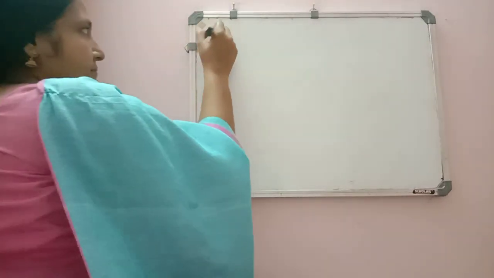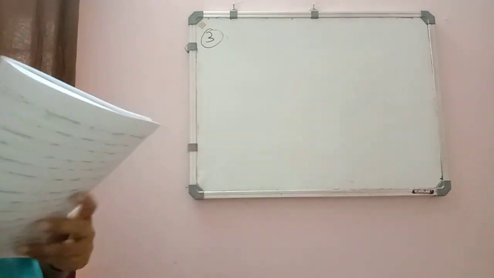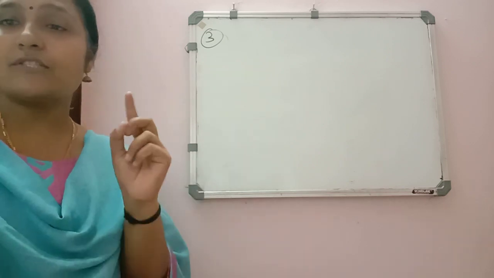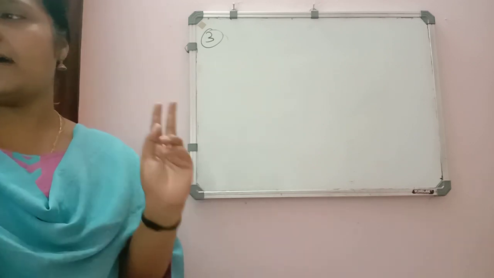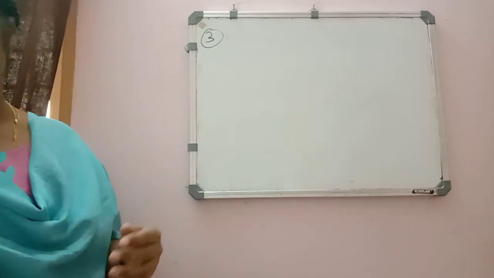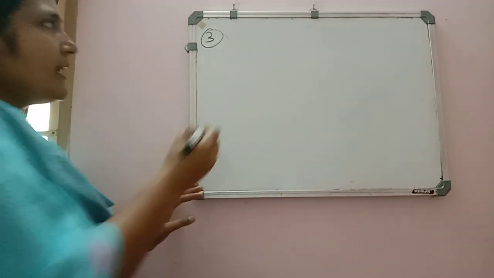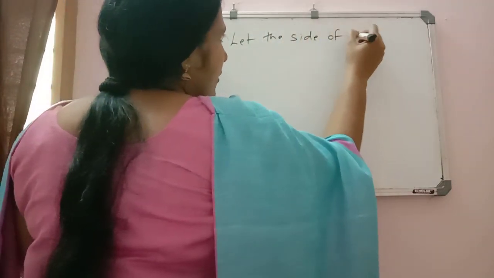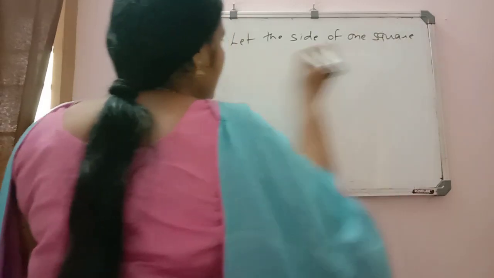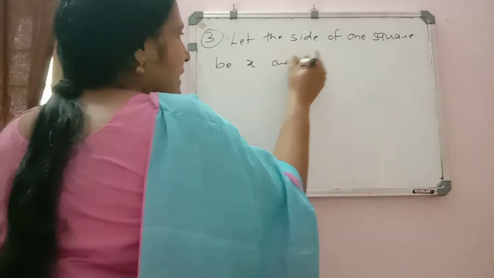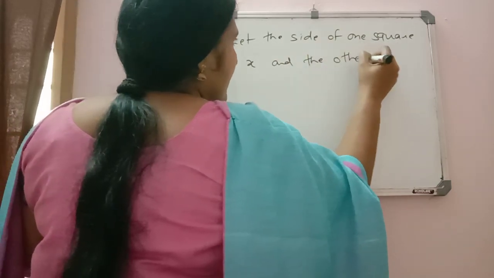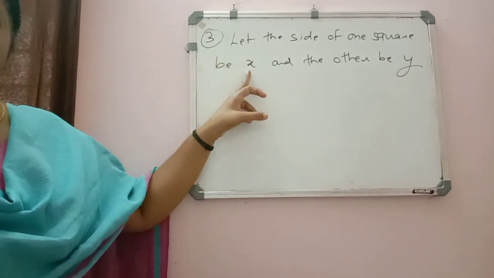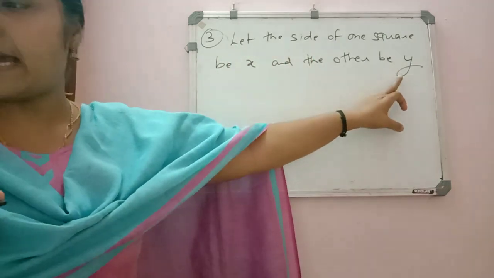Question number 3. It was written: sum of the areas of two squares is 400 centimeter square. We have two squares here, so we'll take the sides of the two squares. Let the side of one square be x and the other be y. So we have taken the side of one square as x and the side of the other square as y.